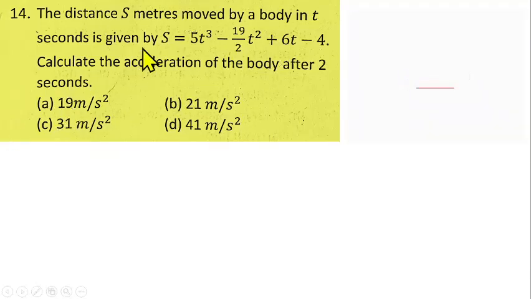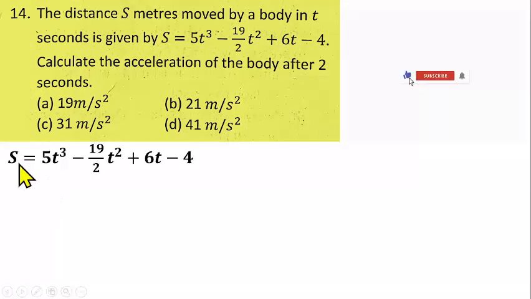So like I said, this is the application of differentiation to rectilinear motion, that is motion on the straight line. You are given the equation of the distance, which is this. We know that if you differentiate distance with respect to time, that should give us velocity. If you differentiate velocity with time again, that will give us acceleration. So if you differentiate this function twice, that will give us the acceleration.